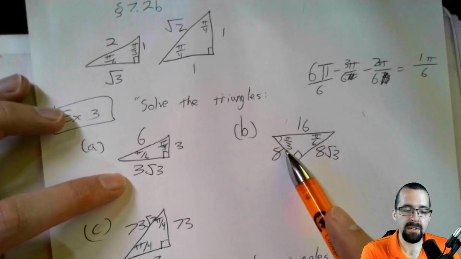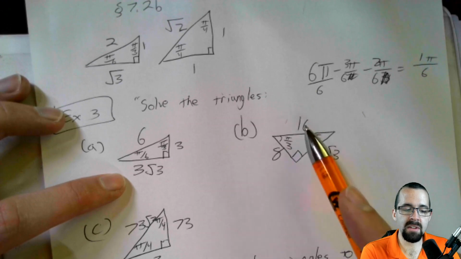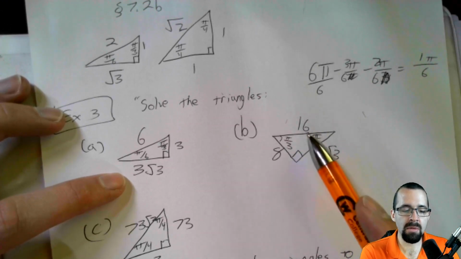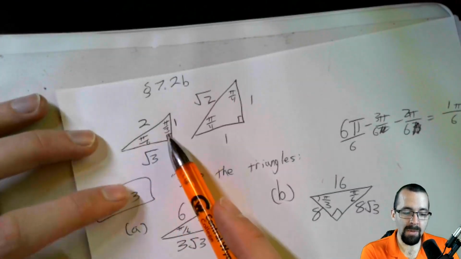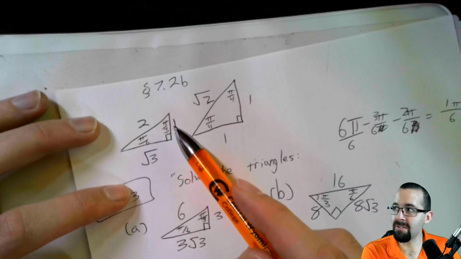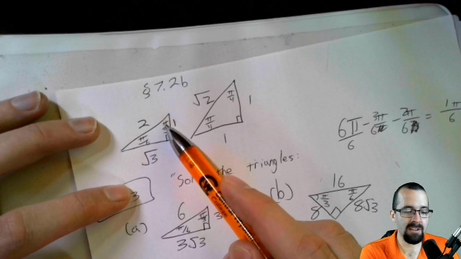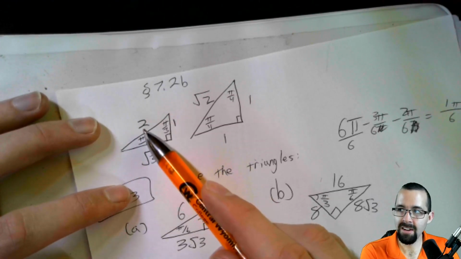You could use this one. Sine of pi over 3 is opposite over hypotenuse, 8 root 3 over 16. It cancels, and you get the square root of 3 over 2. More desirable probably is to use the very standard one I gave you. Sine of pi over 3 is the square root of 3 divided by 2.